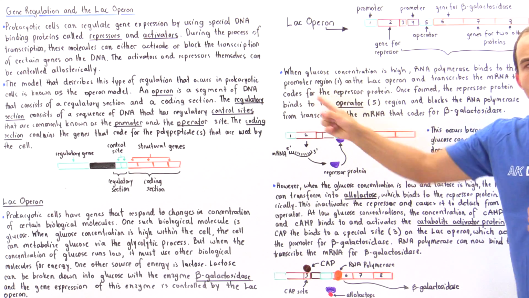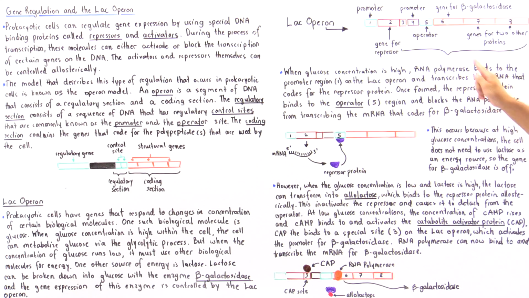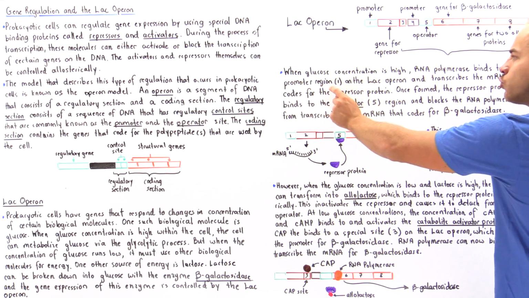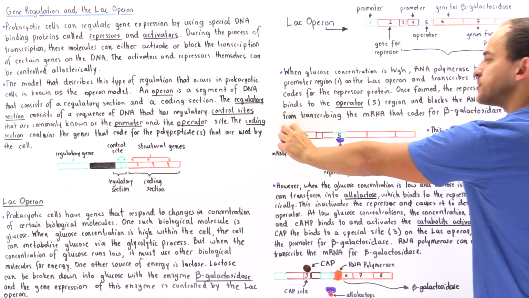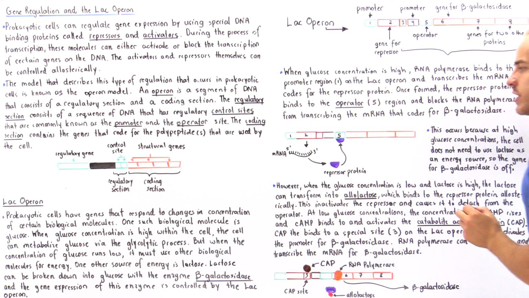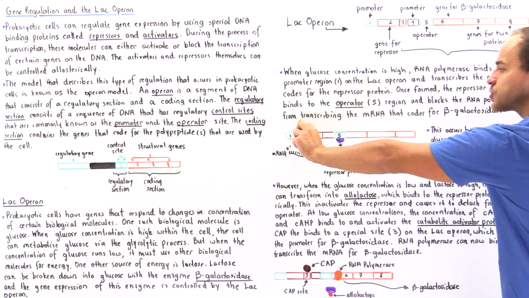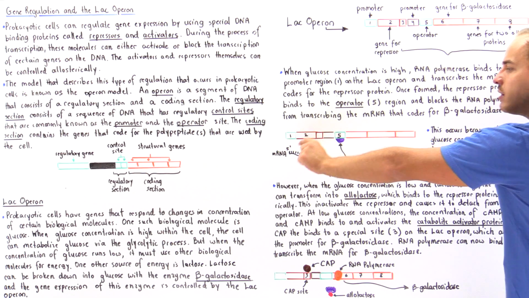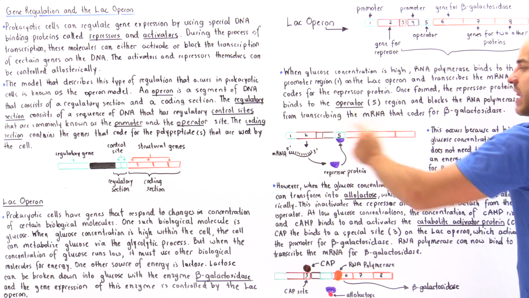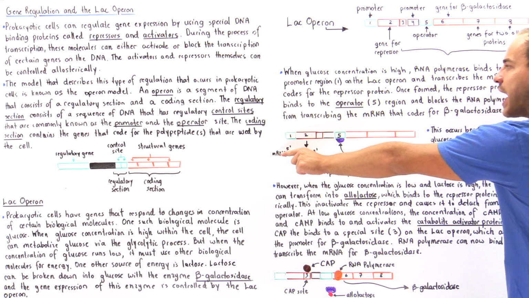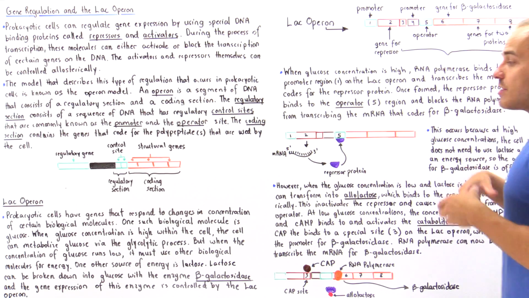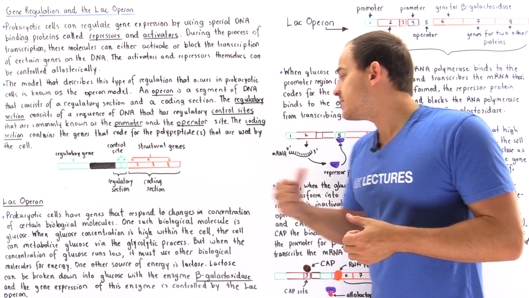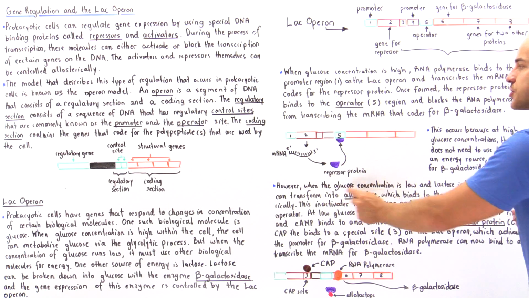When glucose concentration is high, RNA polymerase will bind to the promoter region, region number 1. When RNA polymerase binds to our promoter region, it will transcribe this DNA molecule into an mRNA molecule, and then that mRNA molecule will be used by the ribosome to synthesize the repressor protein.